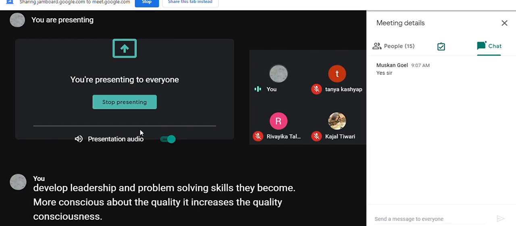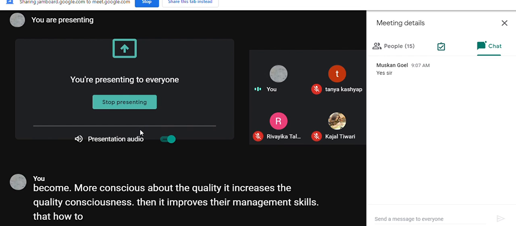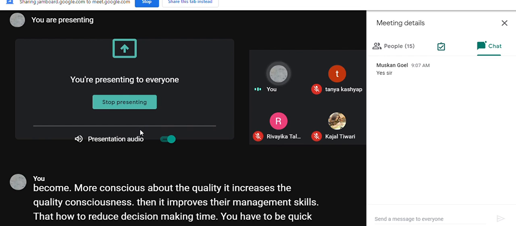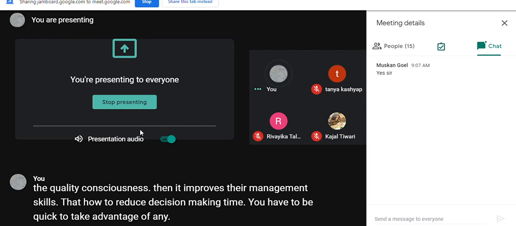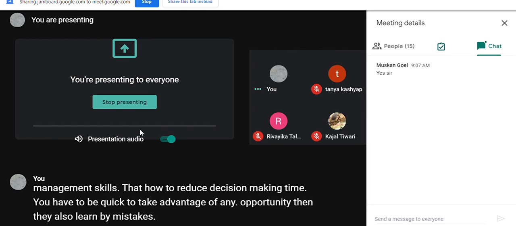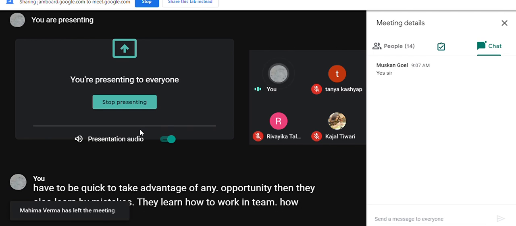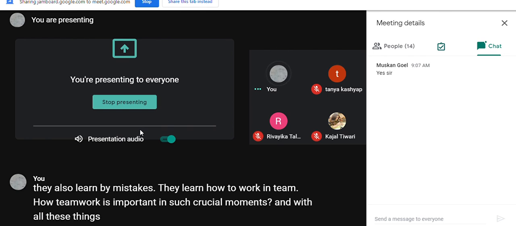Then it improves their management skills, that how to reduce decision making time. You have to be quick to take advantage of any opportunity. Then they also learn by mistakes. They learn how to work in team, how teamwork is important in such crucial moments. And with all these things, they gain new knowledge.